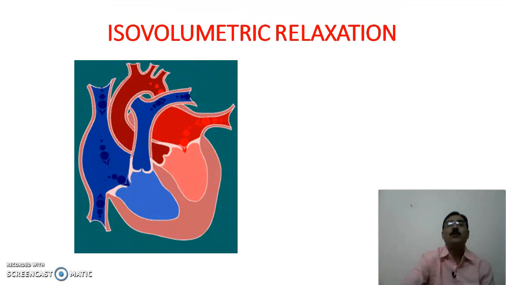Now the isovolumetric relaxation. It means the volume of the ventricle at the initial stage remains the same, but the ventricles are in the relaxed phase.